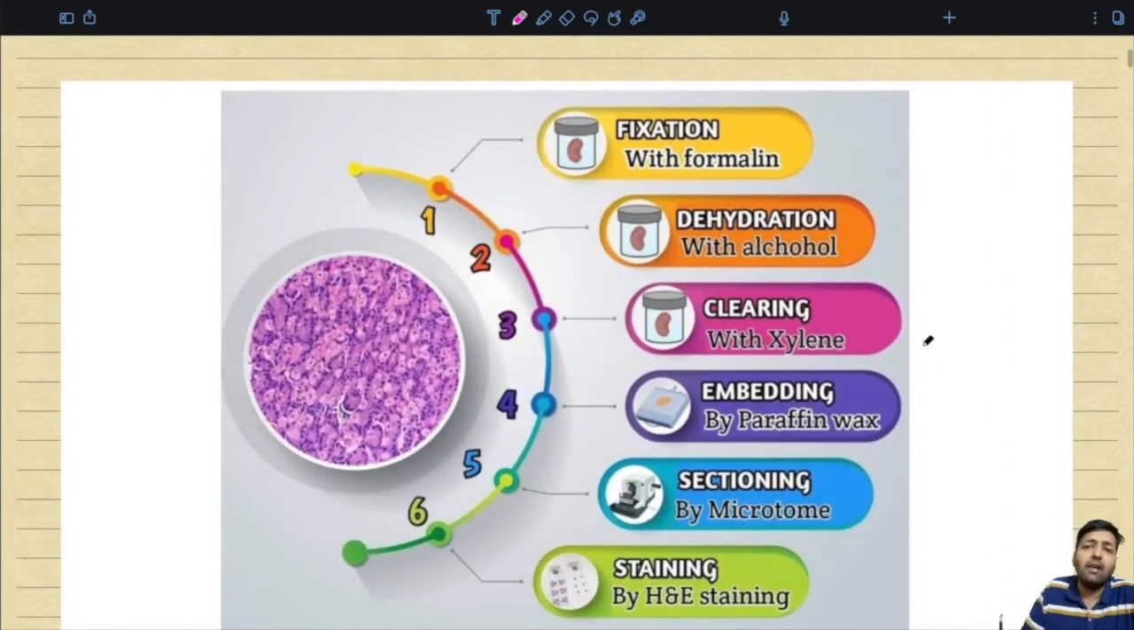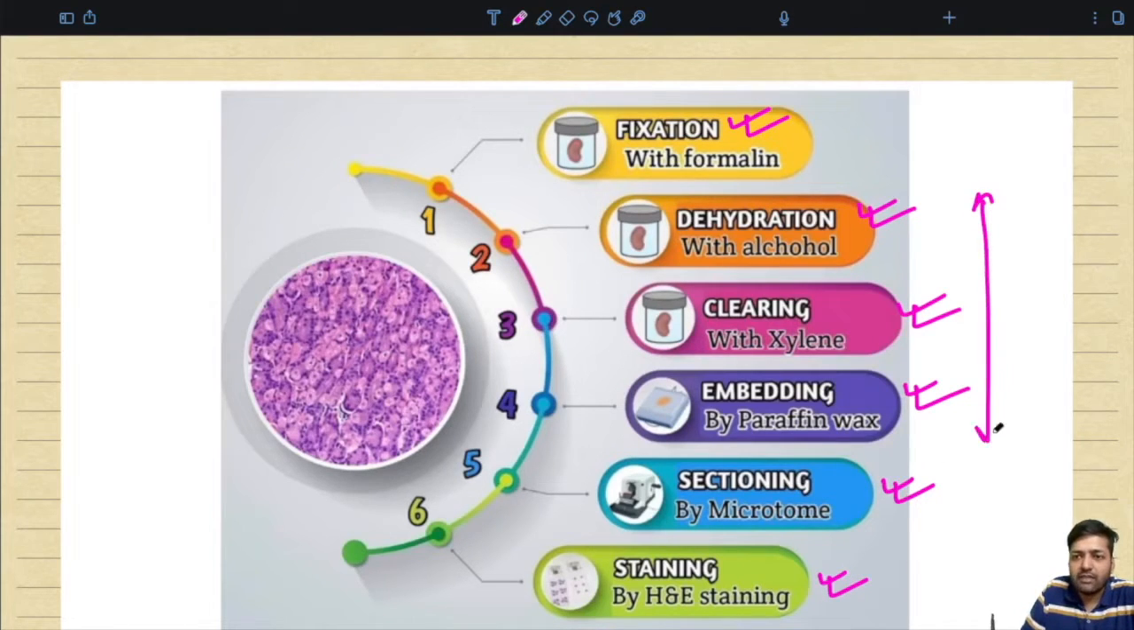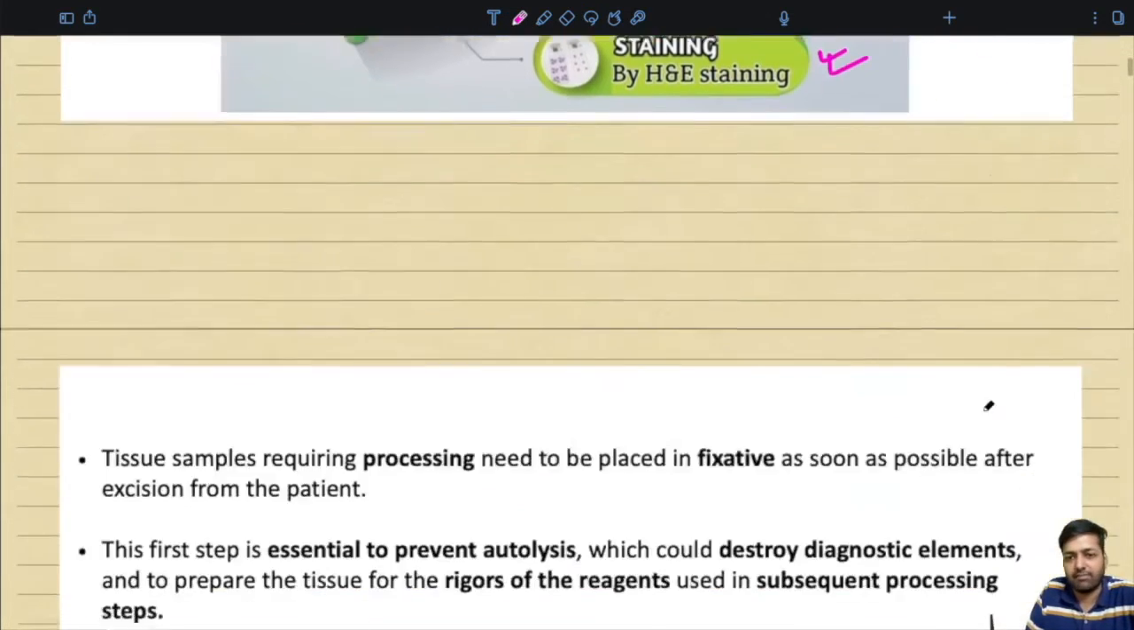What are the steps of tissue processing, starting from receiving the tissue sample up till we get an H&E stain? The first step is fixation, which we have already read in the previous lecture, followed by dehydration. Then there is clearing, followed by tissue infiltration and embedding by paraffin wax, sectioning by microtome, and H&E staining. In today's lecture, we are going to read in detail about these three steps, that is dehydration, clearing and embedding, which is also called tissue processing.